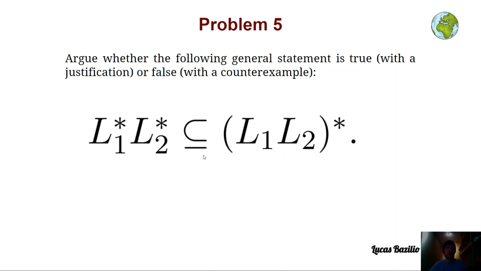So here we need to justify if this is true, and if the statement is false in general, meaning there are certain cases where it is not satisfied, we need to give a counterexample. To solve this problem, I want you to think of these two languages as follows. Suppose the language L1 is the language A, consisting only of the terminal symbol A, and the language L2 is the language that only has the terminal symbol B.